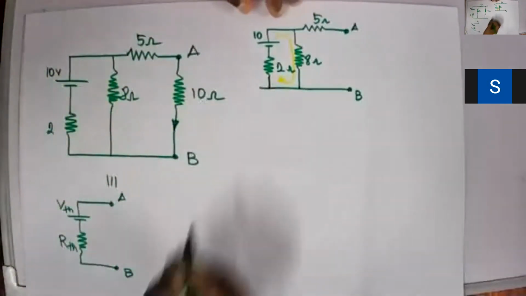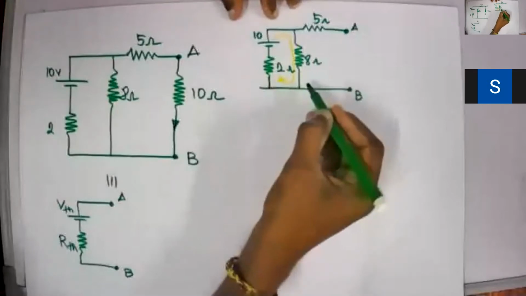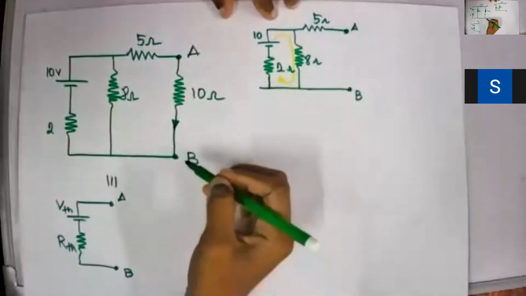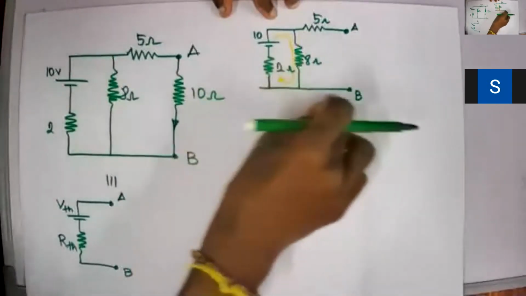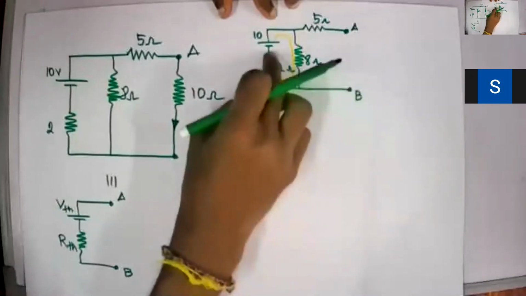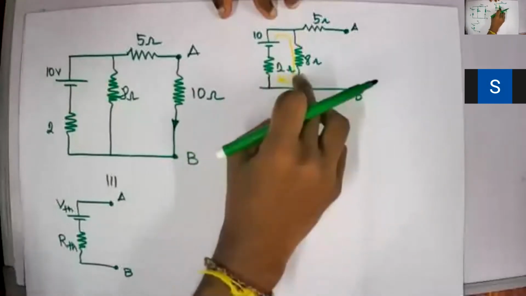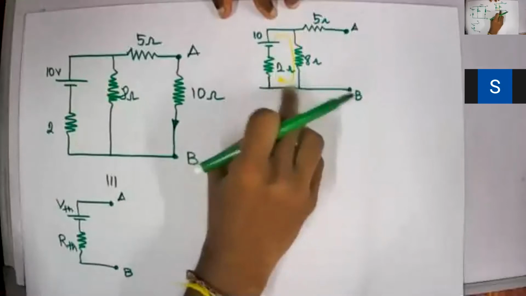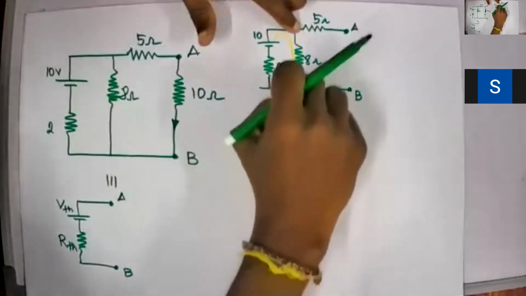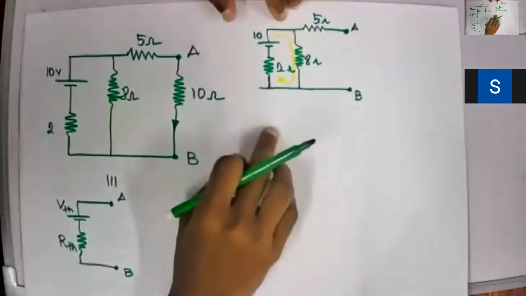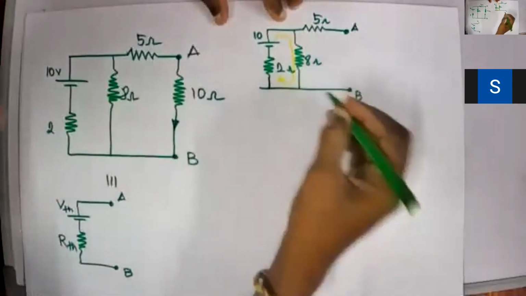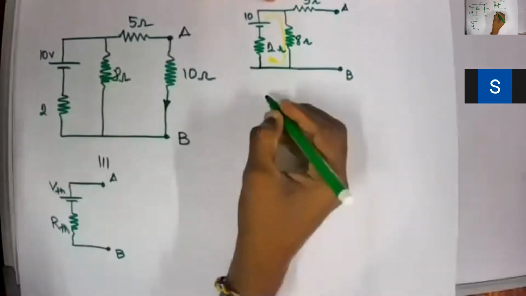I would say this is a simple potential divider, 8 ohm and 2 ohm. This is open circuited, so nothing useful here. These two will be here, so 8 ohm and then 2 ohm. Voltage will be across 8 ohm. So even if I want to redraw this circuit, I can redraw something like this.